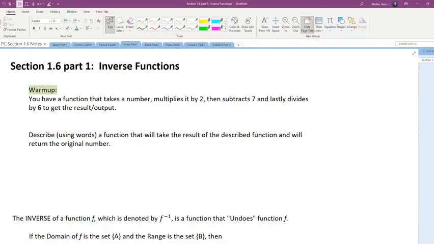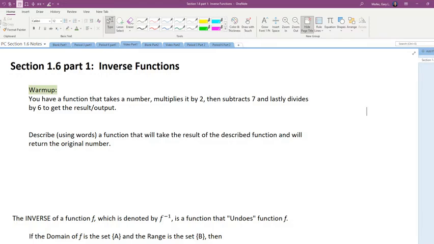In this video, we're going to be starting section 1.6, which is covering the topic of inverse functions. As a warm-up, we're going to go through this example. You have a function that takes a number, multiplies it by 2, then subtracts 7, and lastly, divides by 6 to get the result or the output. Describe using words a function that would take the result of the described function and returns the original number.